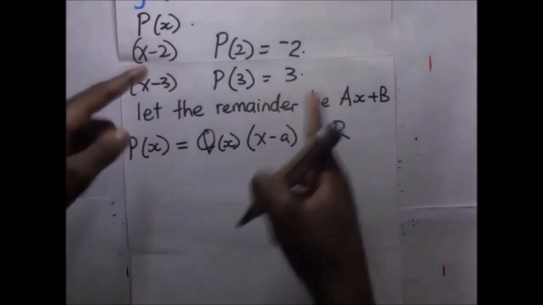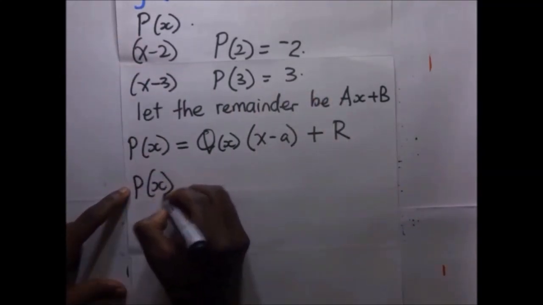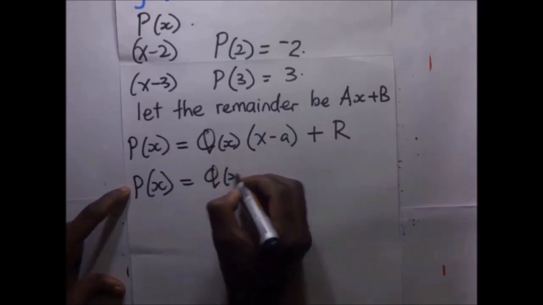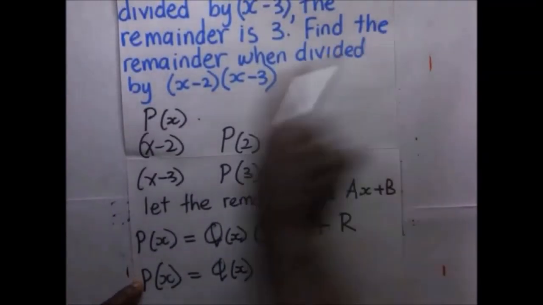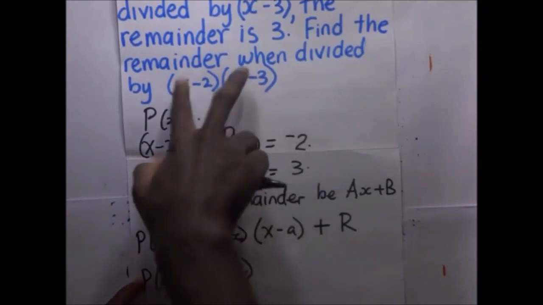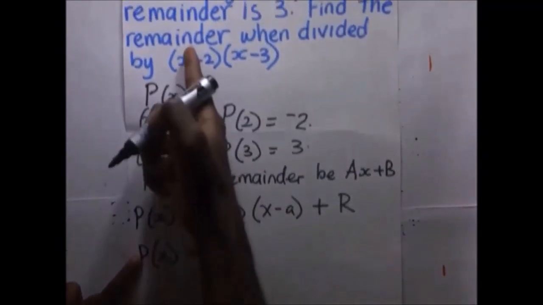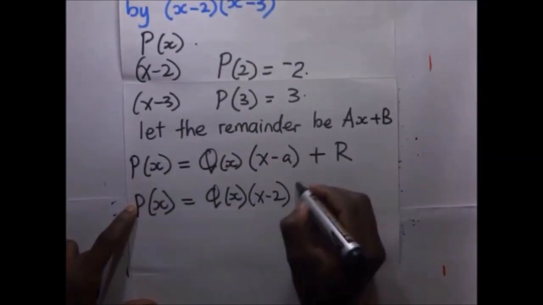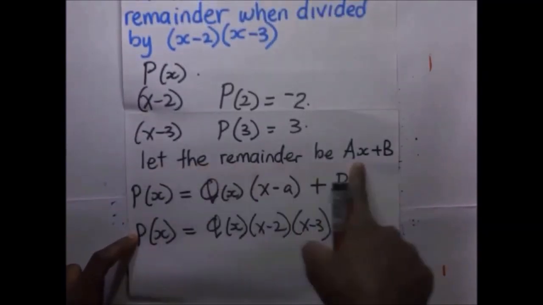Now in this particular case, our polynomial p of x is going to be equal to the quotient times the divisor. In this case they're asking us to find the remainder when the polynomial is divided by x minus 2 and x minus 3. So it means that the divisor is x minus 2 into x minus 3, plus our remainder. Let our remainder be ax plus b.